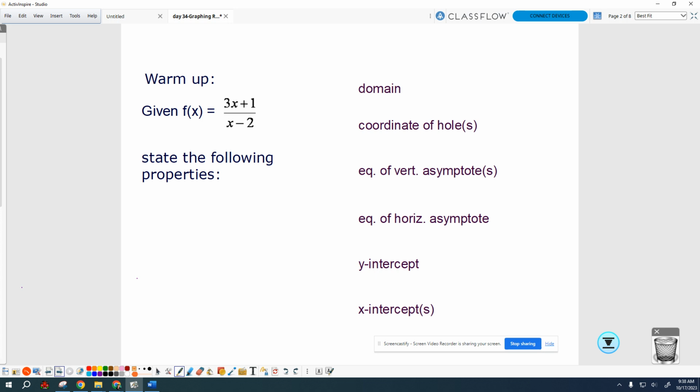Can you guys write this warm-up down? Today's date is 10/17. Write the problem down, which is: given the function f(x) = (3x + 1)/(x - 2), I want you to tell me all of the properties that you know.